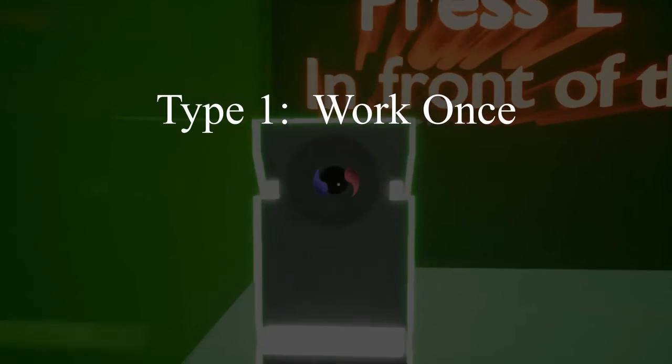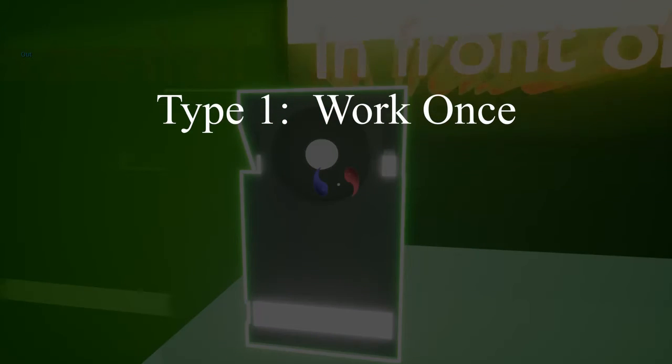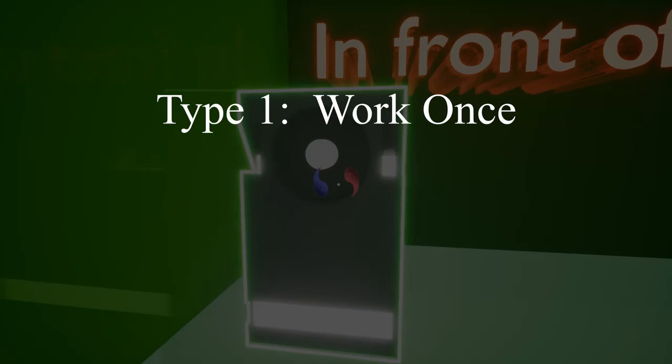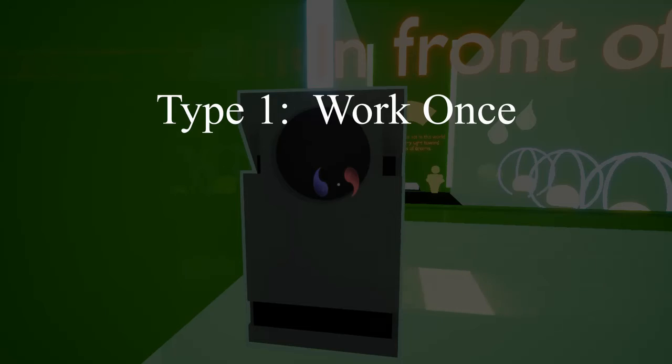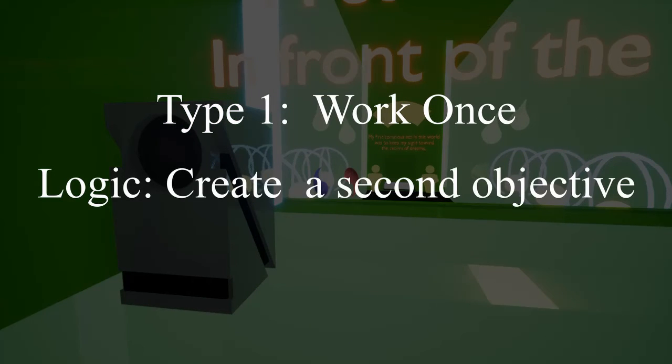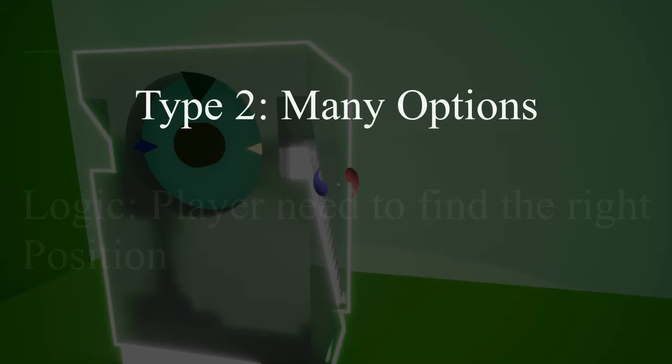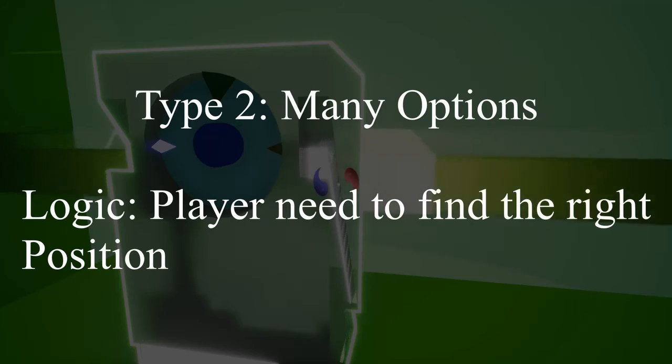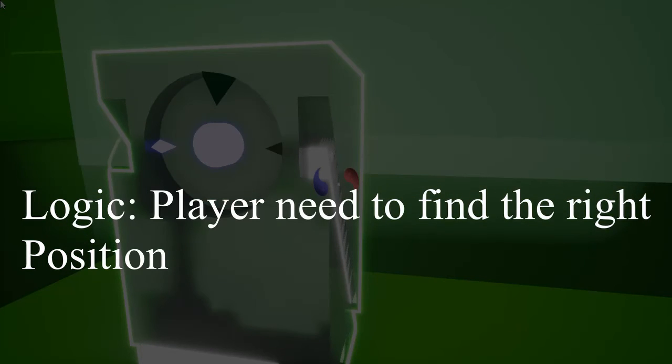The first one just works once. You activate it and you can't use it again. This device has mostly one use in terms of puzzle logic, which is to create a second objective inside the same room before reaching the main objective, which is to get to the exit. The other one works with a many-option logic. This one can be more complex because it asks the player to find the right option. And like I said earlier, they can change the space element in some way.